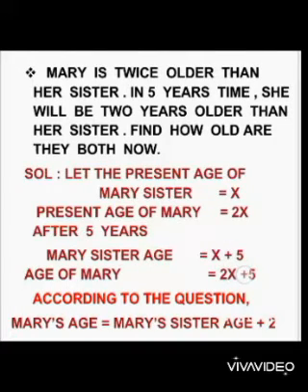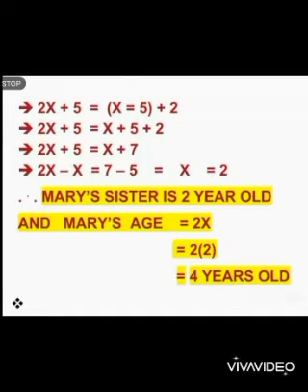So according to the condition given in the question, Mary will be 2 years older than her sister. Means Mary's age is equal to Mary's sister's age plus 2, isn't it? So what is Mary's age here? 2x plus 5, which is equal to Mary's sister's age, x plus 5, plus 2 years, plus 2. Now 2x plus 5 is equal to x plus 5 plus 2.